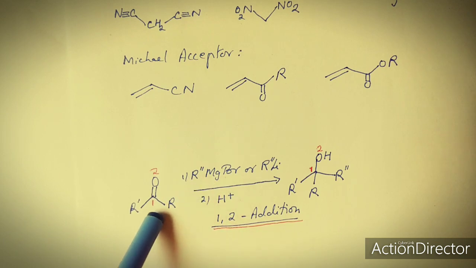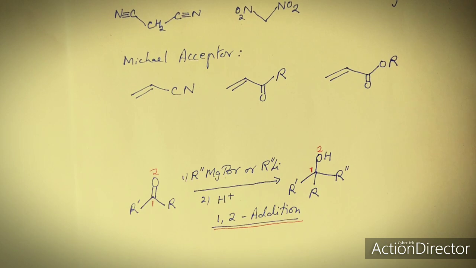So R negative, and this is a strong nucleophile. Grignard reagents, organometallic reagents for that matter, are very strong nucleophiles, or good bases, strong bases. So what will they do? Because they are strong bases.